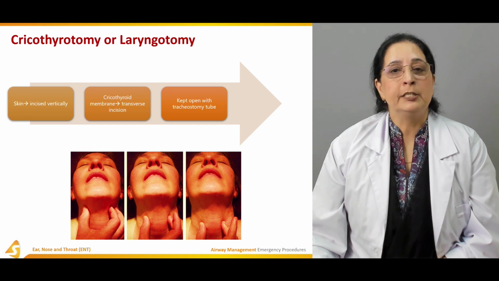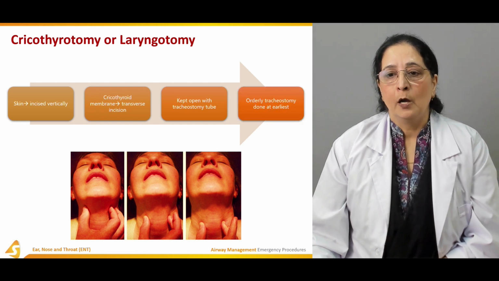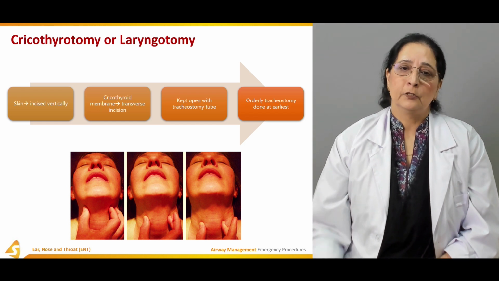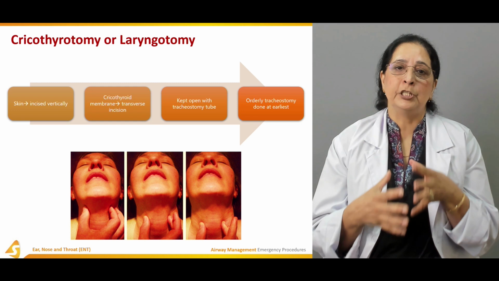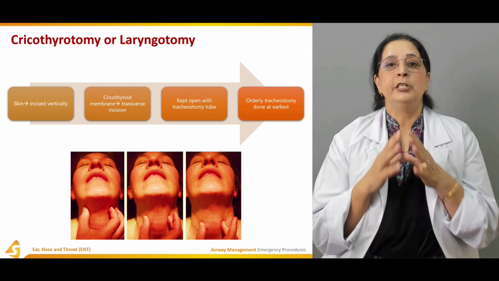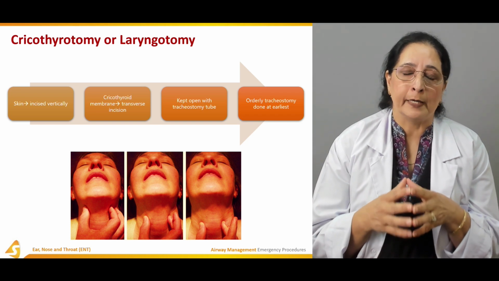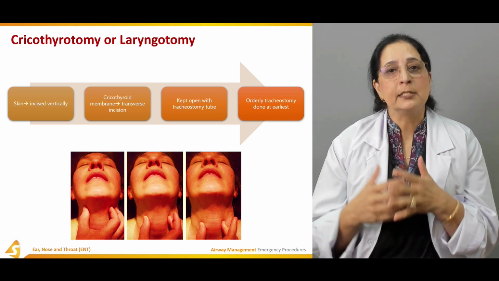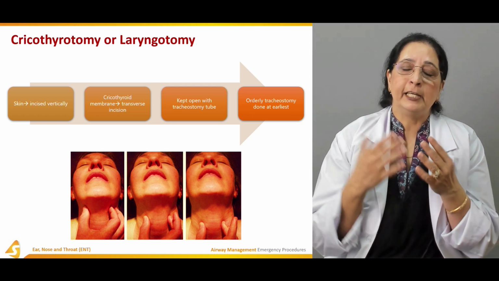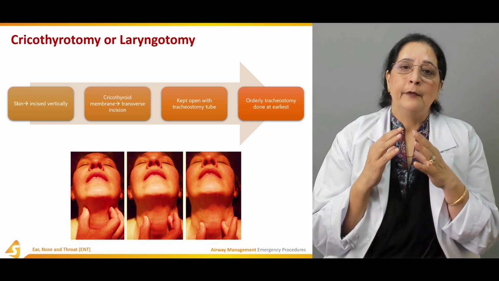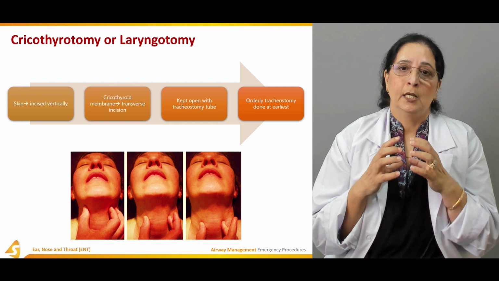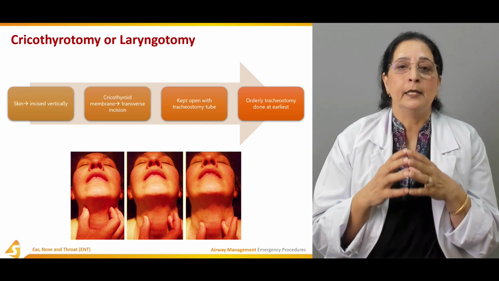It is kept open with a tracheostomy tube, and an orderly tracheostomy is done at the earliest. These are different steps or procedures we are talking about when we need emergency airway management. So these are different procedures that can be performed. But so far we know that endotracheal intubation rapidly, along with the tracheostomy later on, is the most recommended procedure in emergencies.